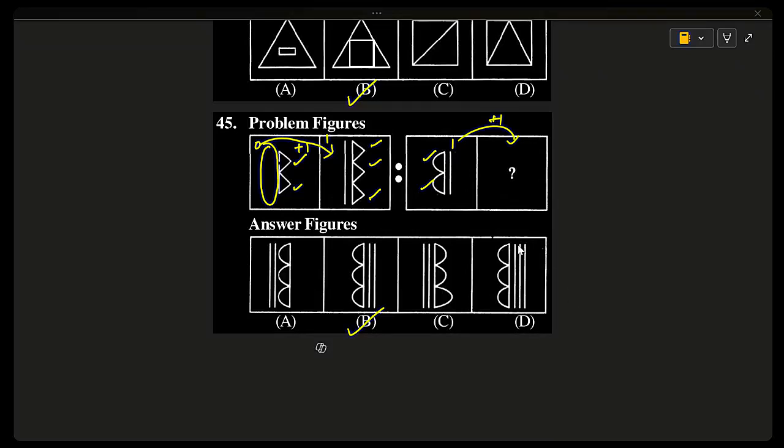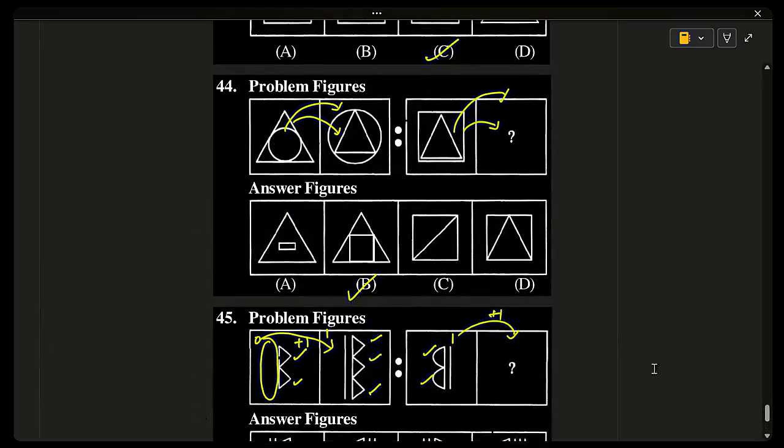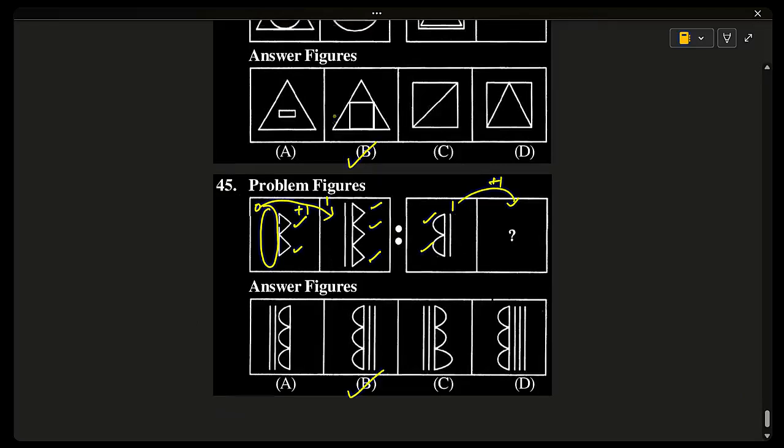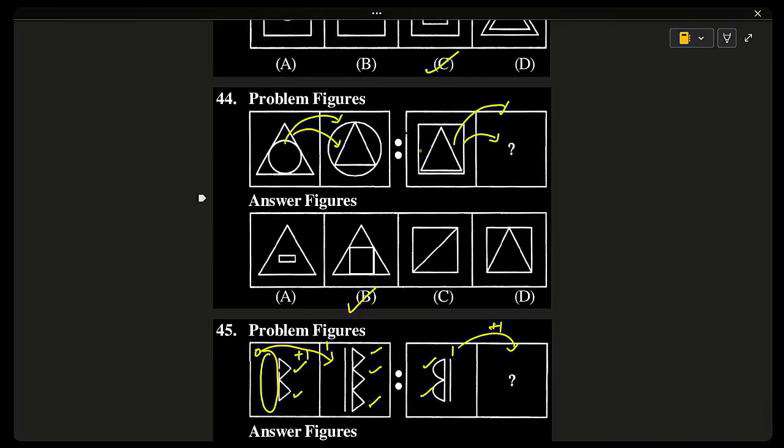Sir, 44th one. See, circle is inside, it is going outside. Triangle is outside, it is coming inside. That means they are exchanging their places, out to in and in to out. So similarly, the square is coming inside and the triangle is going outside. So it is option B, right? I hope you understood they are exchanging their places.